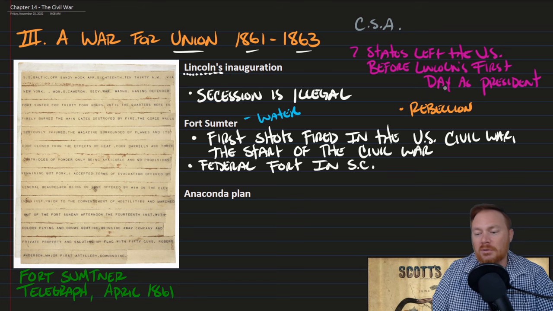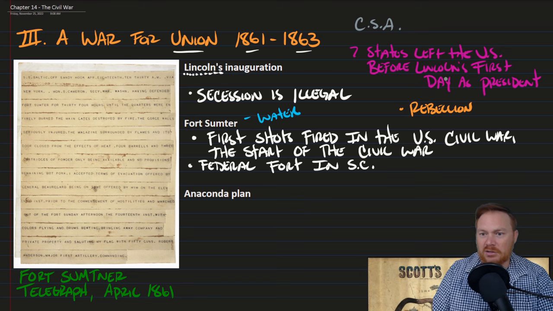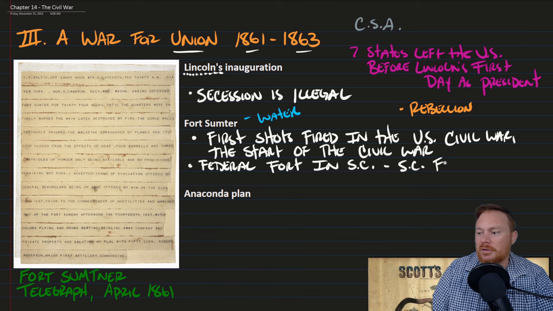He was worried that the people in Fort Sumter were going to starve to death if no supplies got to them. But eventually, South Carolina, I don't know if they lost their patience or what you want to call it, but South Carolina would eventually fire upon the fort.